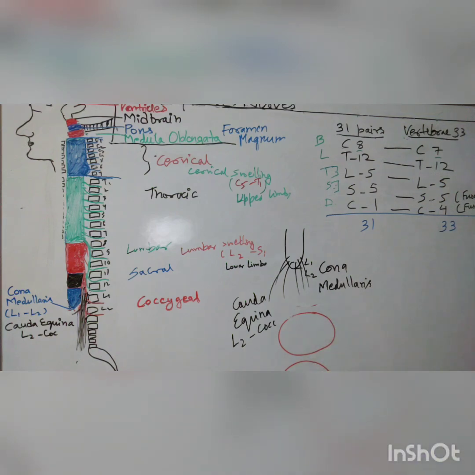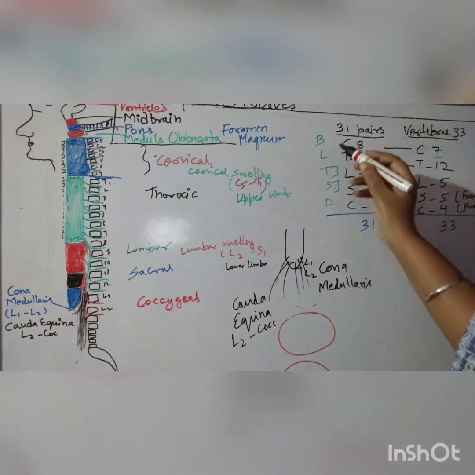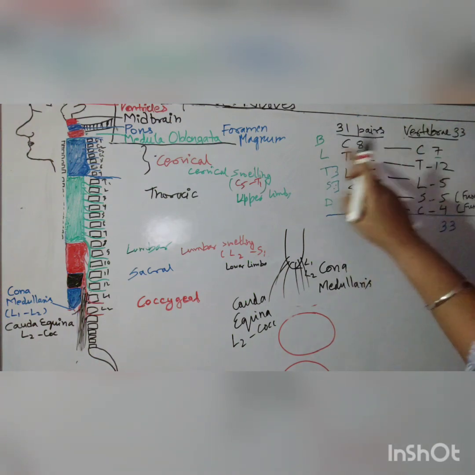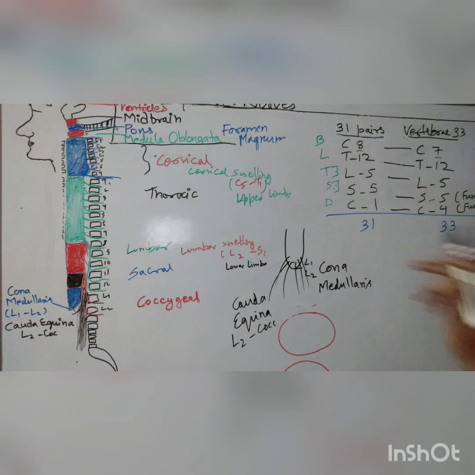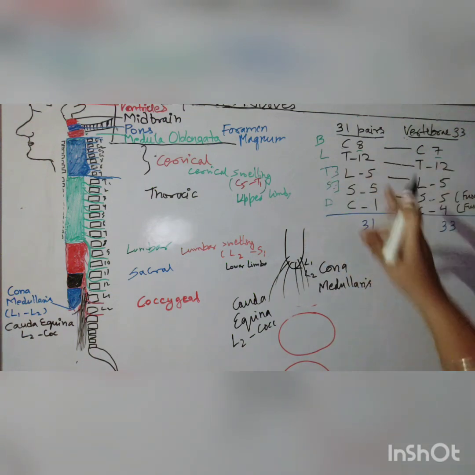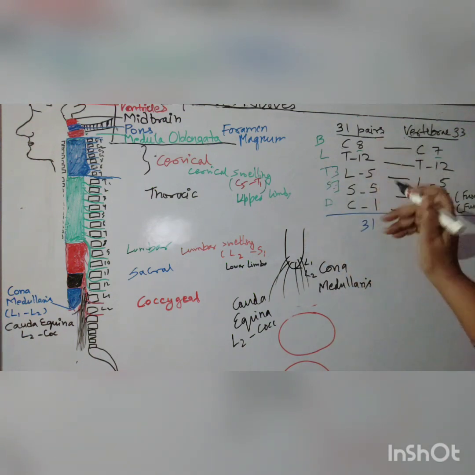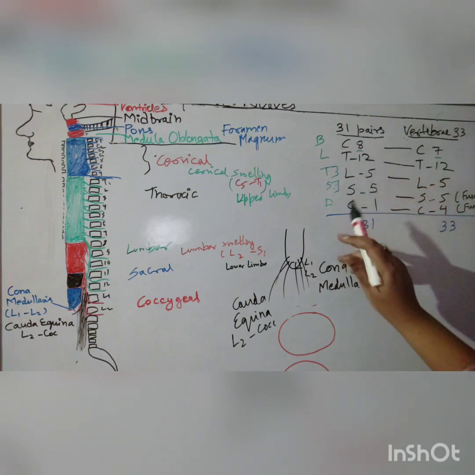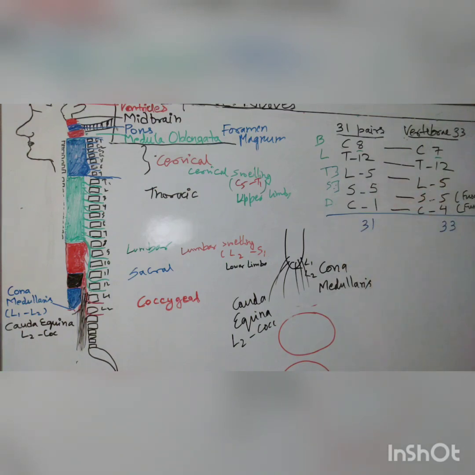And we can also remember these 31 pairs by breakfast at 8, lunch at 12, tea and snacks at 5. The numbering is 8, 12, 5, 5, and dinner 1, C1. And in the vertebrae, breakfast 7, lunch 12, tea and snacks 5, and you can say the fourth meal is dinner, so you can remember C4. In this way you can remember all this.